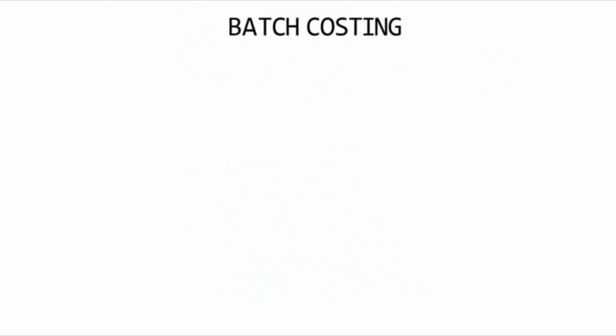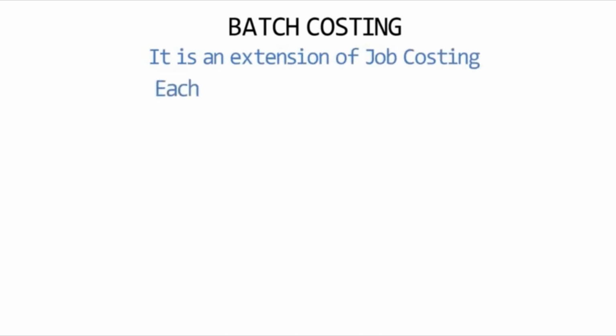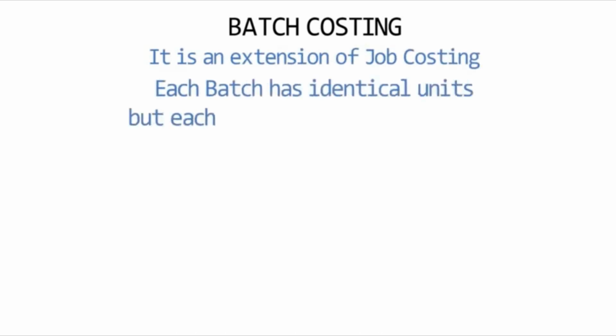So the final type of costing method is batch costing. Batch costing is the extension of job costing. A batch is a group of identical products. Within each batch there are identical units, but each batch will be different.